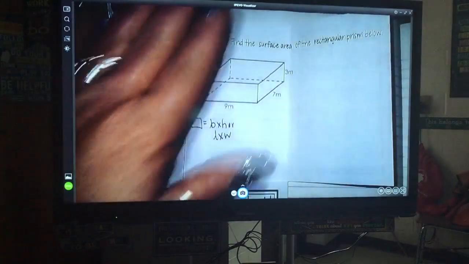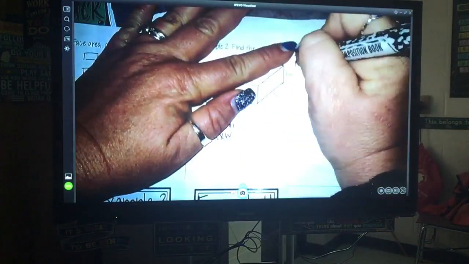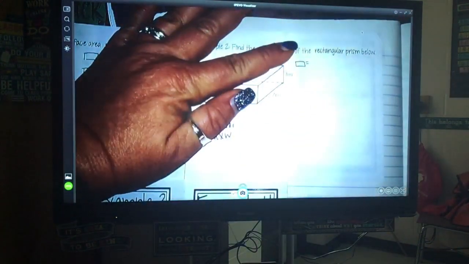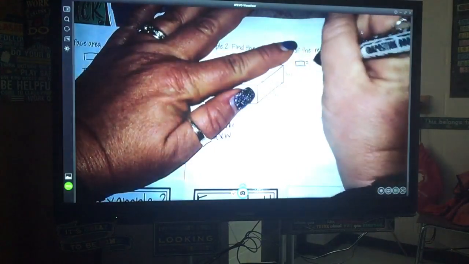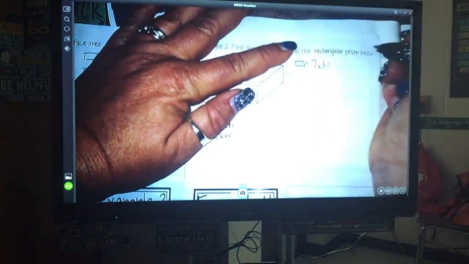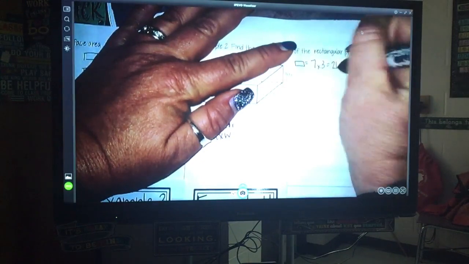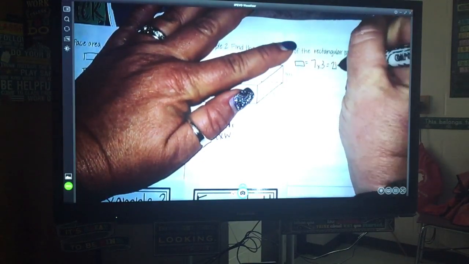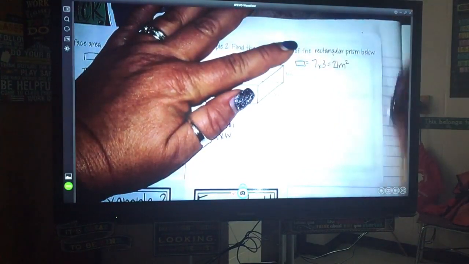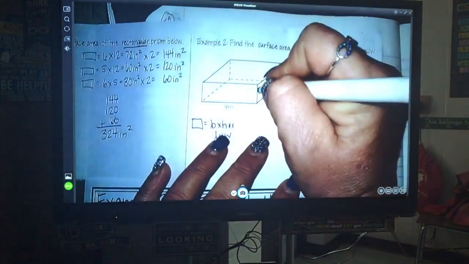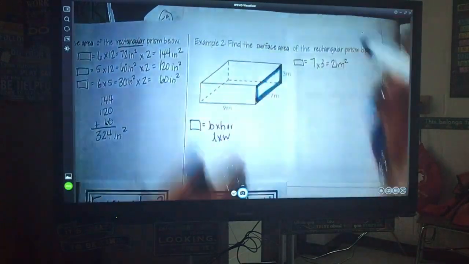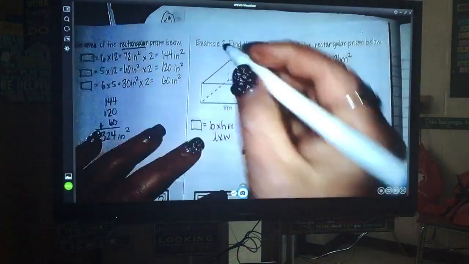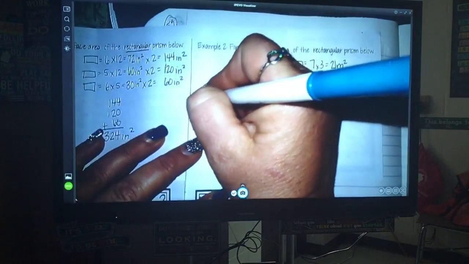All right, so let's start with this side over here. For this rectangle, what 2 numbers am I multiplying together? Corbin. 7 and 3. So I'm gonna do 7 times 3, which gives me what? 21, no, meters squared. Alright, so this one right here, does it have a matching side? Yes, it does. It's this back side right here.